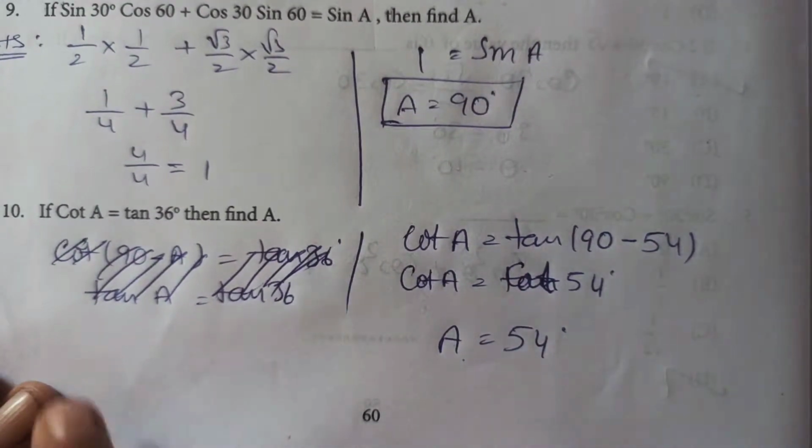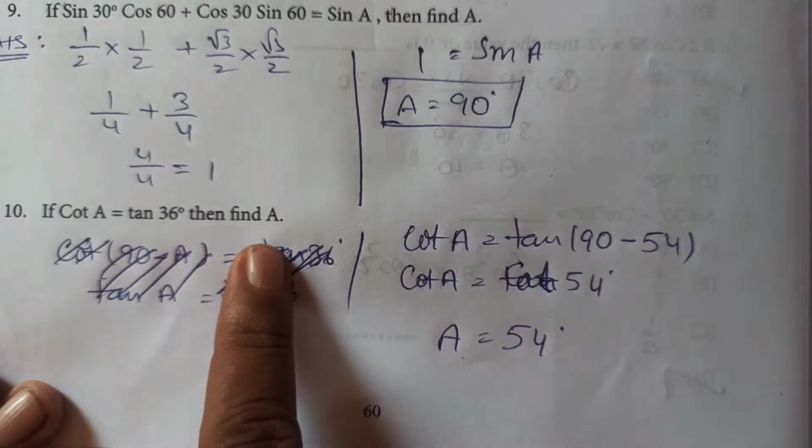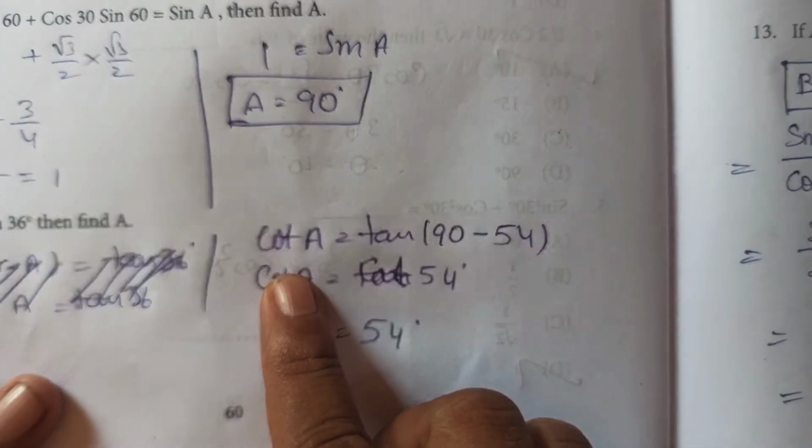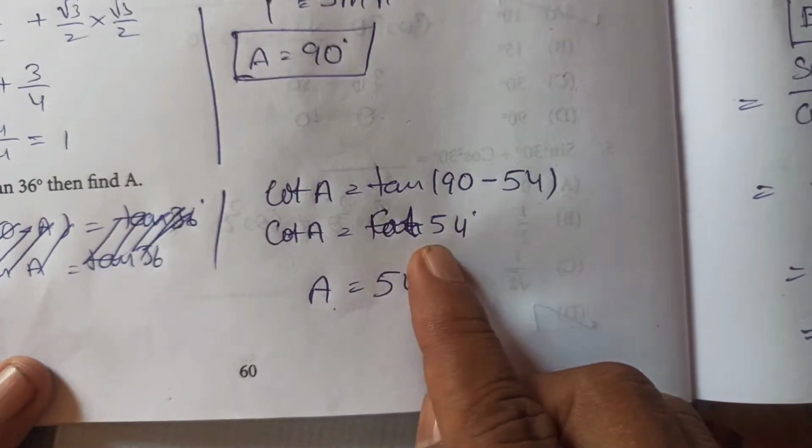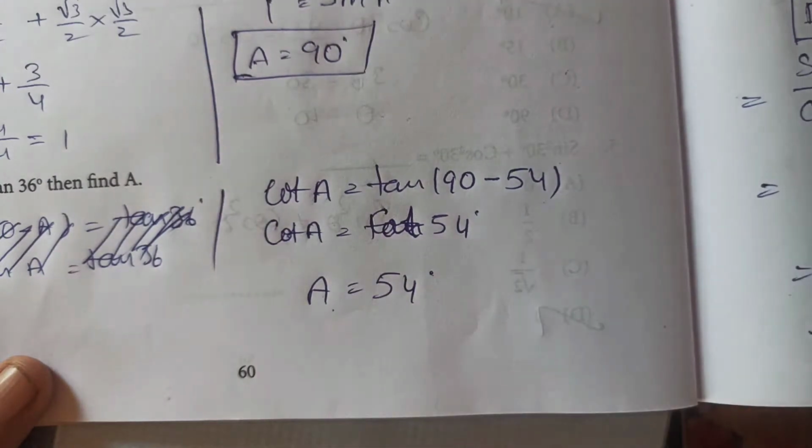Then we are coming to, if cot A is equal to tan 36, then find A. If cot A is equal to tan (90 minus 54), which becomes cot 54, so A is equal to 54.